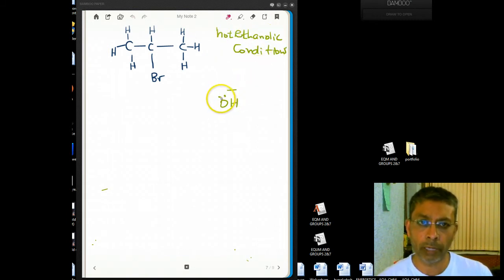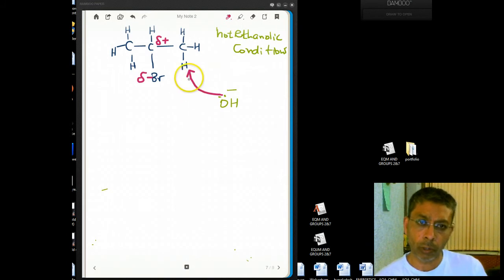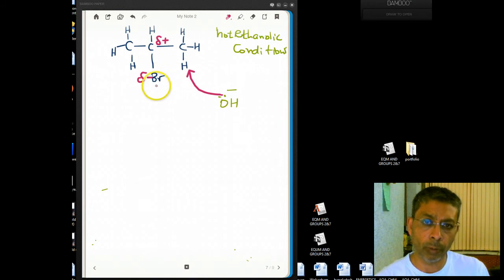Okay, now we get an entirely different mechanism. I'll show you. Just before we do that, let's show the polarity of the carbon halogen bond, delta plus, delta minus. This time the hydroxide will come and try to snatch away a hydrogen from the next door neighbor carbon to where the bromine is attached.